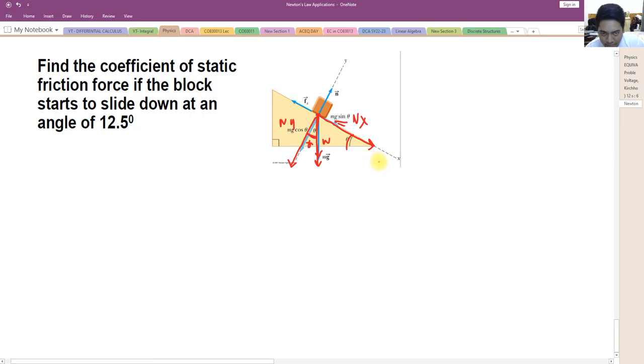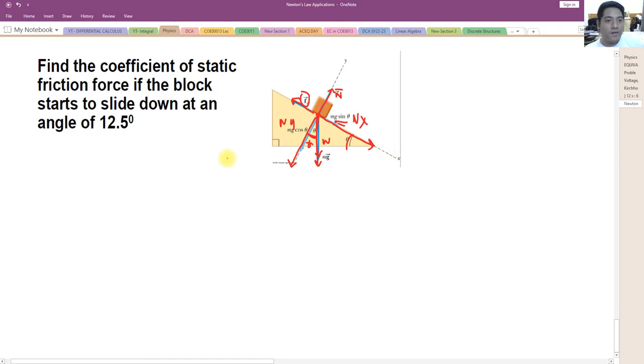Again, in order to get the static friction force on the left side, since the block is sliding to the right, it's about to start to slide to the right, we have a static friction and we have a normal force here.